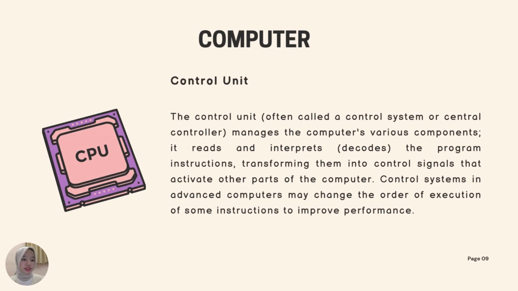Control unit. The control unit, often called a control system or central control, manages the computer's various components. It reads and interprets, or decodes, the program instructions, transforming them into control signals that activate other parts of the computer. Control systems in advanced computers may change the order of execution of some instructions to improve performance.